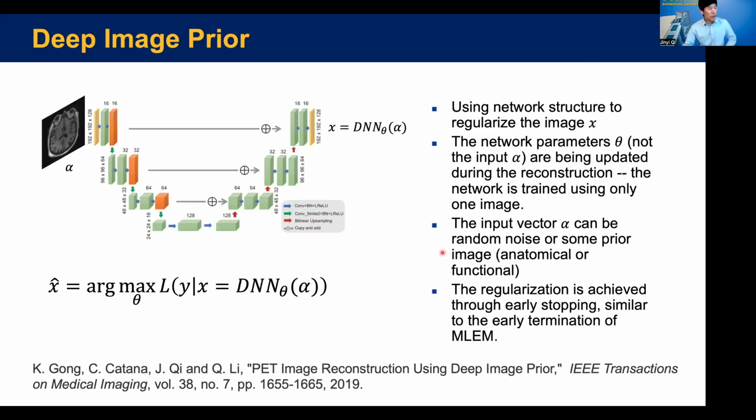So the last topic is on neural network-based regularization. Here I just want to focus on one work. It's the deep image prior, where we use a network structure to regularize the image x. The image is equal to the output of a neural network, and the neural network has as input the MR image, and what we change is the network parameters during the reconstruction.